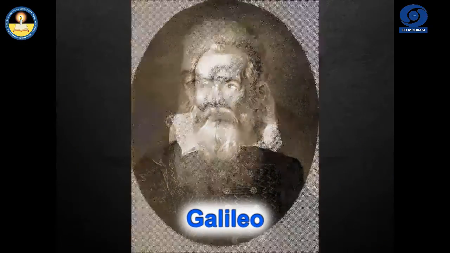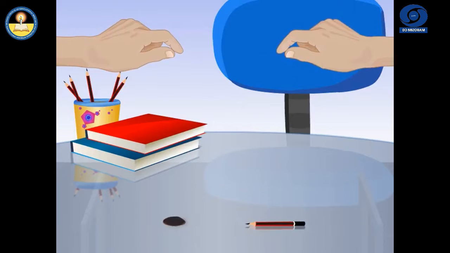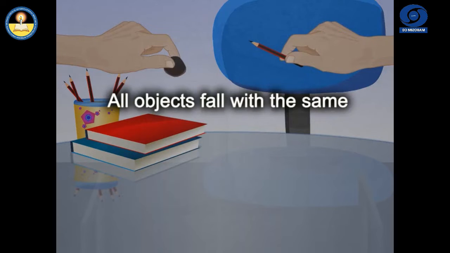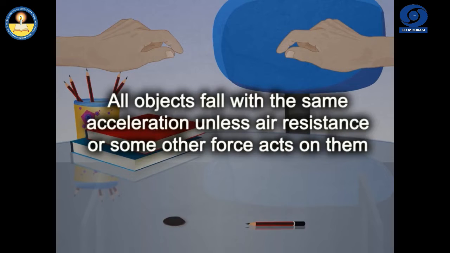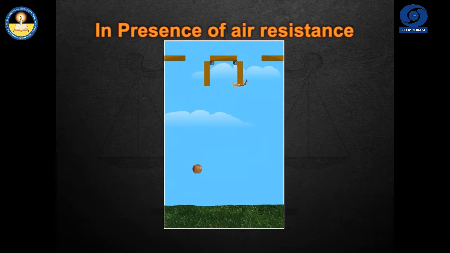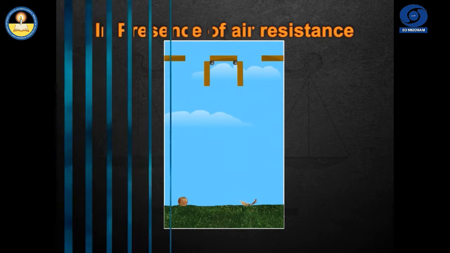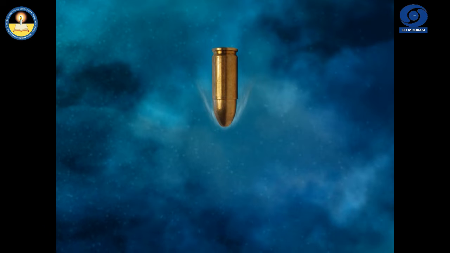It was Galileo who recognized that all bodies, irrespective of their masses, are accelerated towards the earth with a constant acceleration. He said that all objects fall with the same acceleration unless air resistance or some other force acts on them. He argued that the air resists an object traveling through it. If the material is dense and its surface area is small, the air resistance is quite small as compared to the gravitational force. Air resistance can be neglected while studying falling stones, metallic blocks, etc.